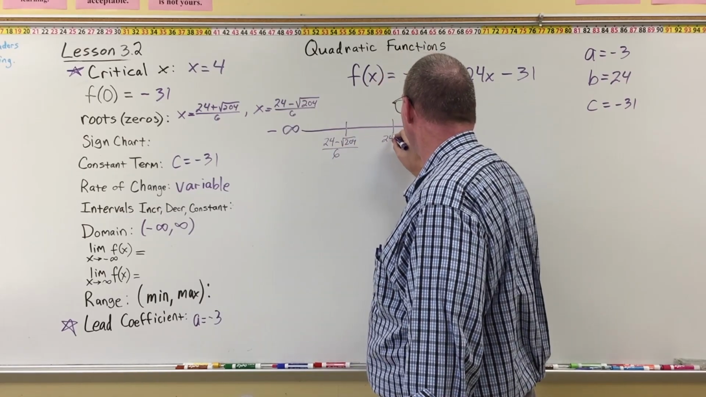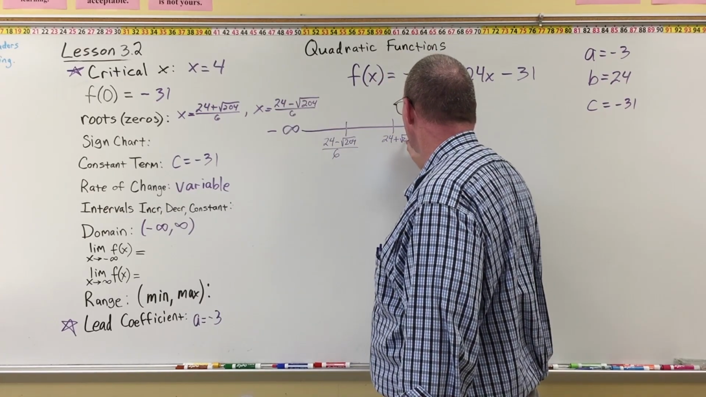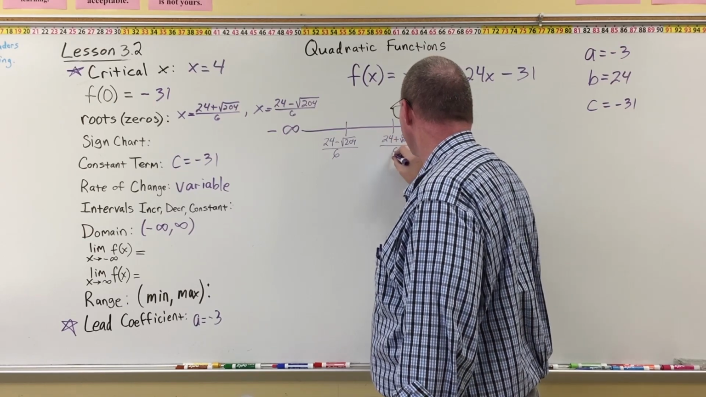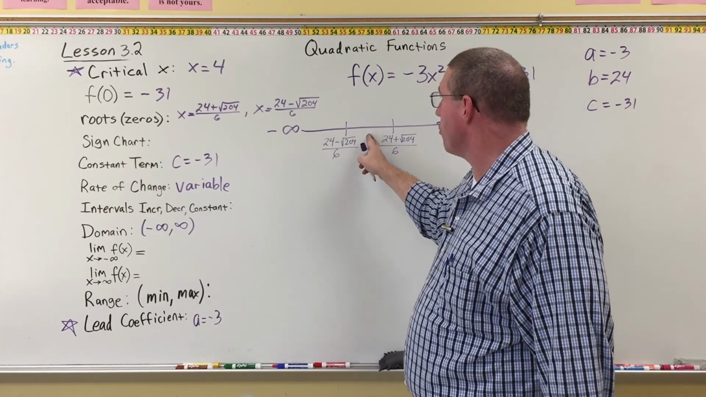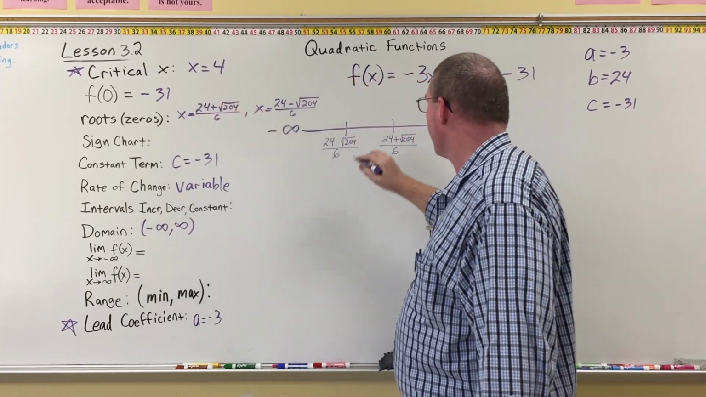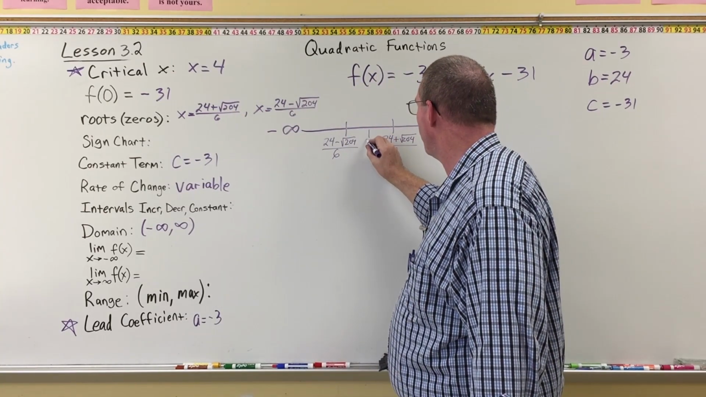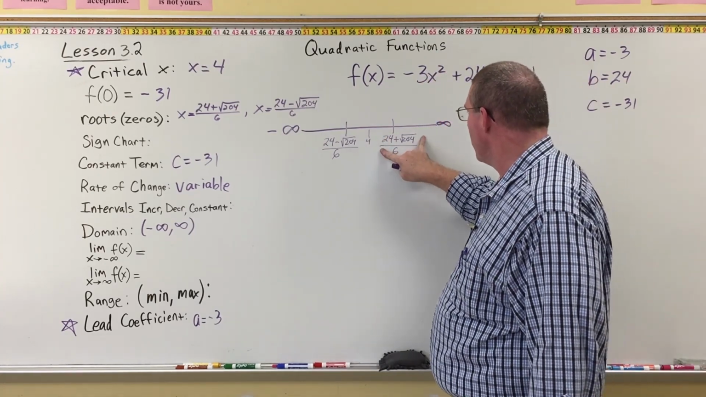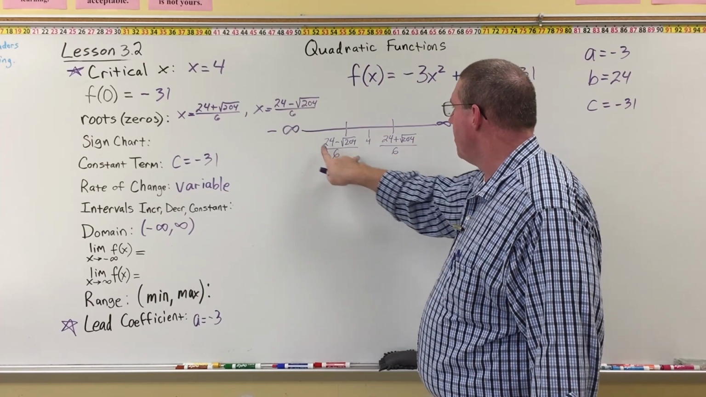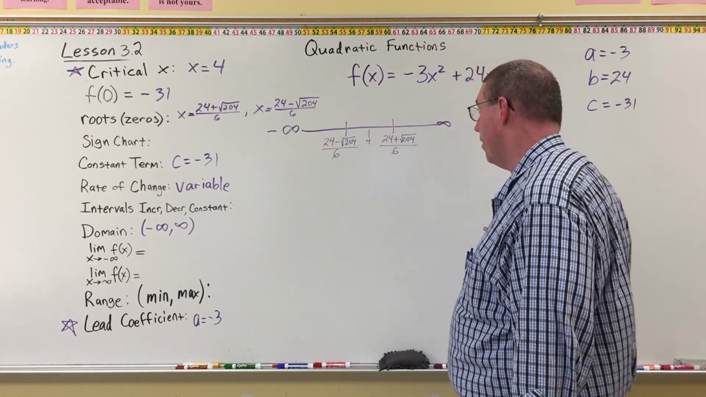Then over here we'll put 24 plus the square root of 204 divided by 6. Now I want to remind you that halfway between these two numbers is our critical x. So we know that somewhere in here in between is a 4. And that means that this number is larger than 4 and this number is smaller than 4.